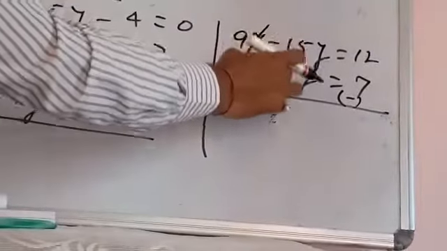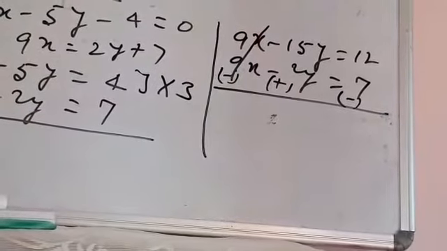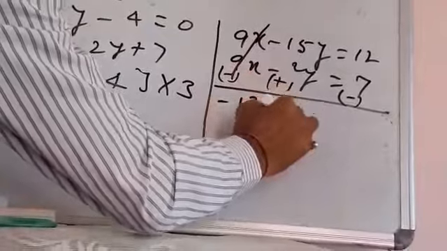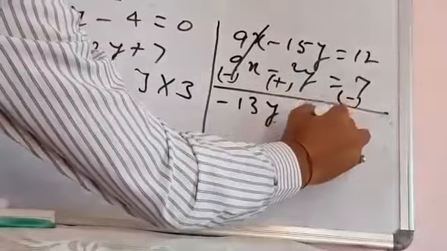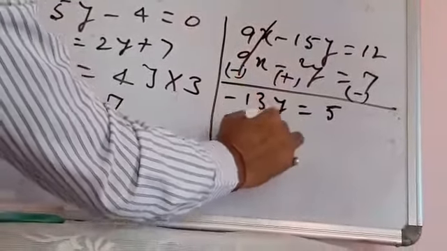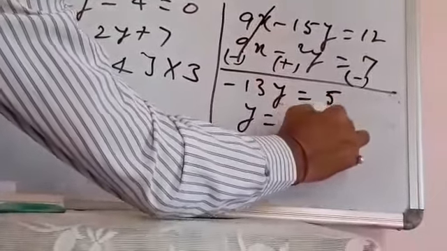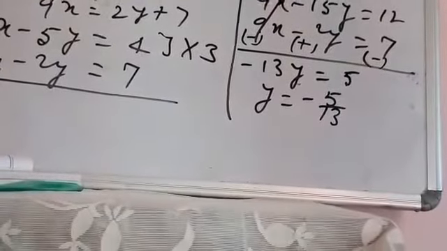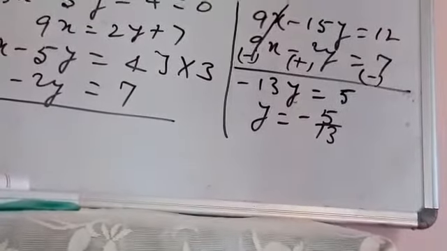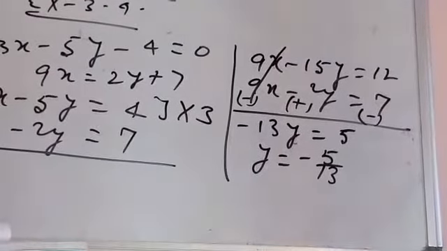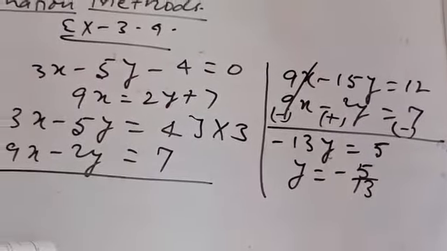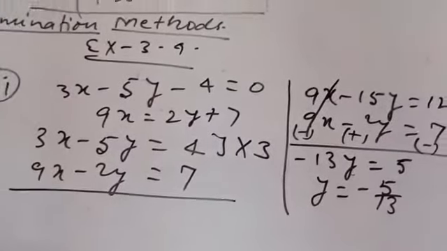Now this has a minus sign, this has a plus sign, so it gives minus 13y is equal to 12 minus 7, which is 5. So y is equal to minus 5 upon 13. In this way we have the value of y, and we'll find the value of x. Just put the value of y in any equation, either this one or this one, and you will have the value of x.